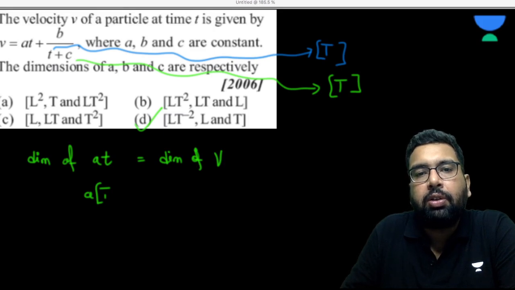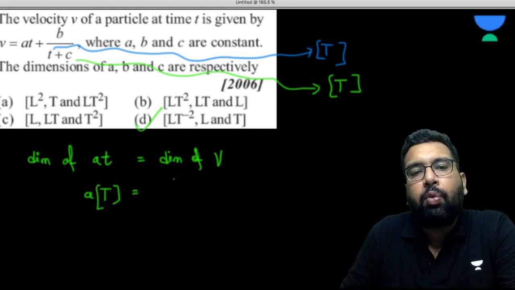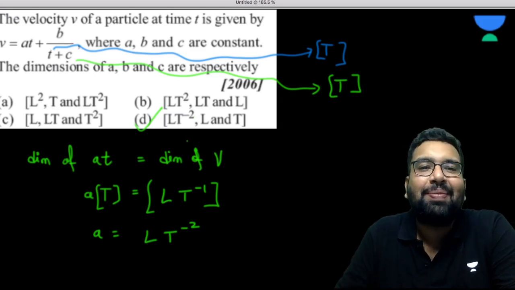What is the dimension of this T? The dimension of this T is capital T. And what is the dimension of this V? The dimension of V is LT minus 1. So from here we can write the dimension of A is LT minus 2. So again, we are going to get the same thing only.